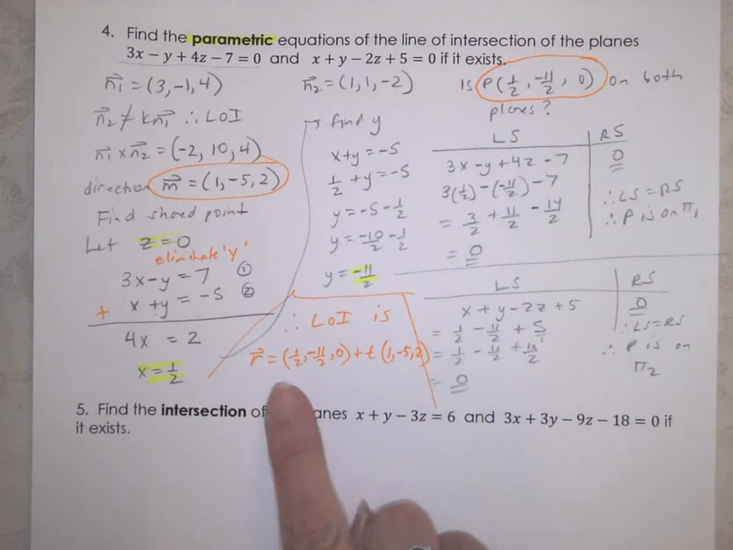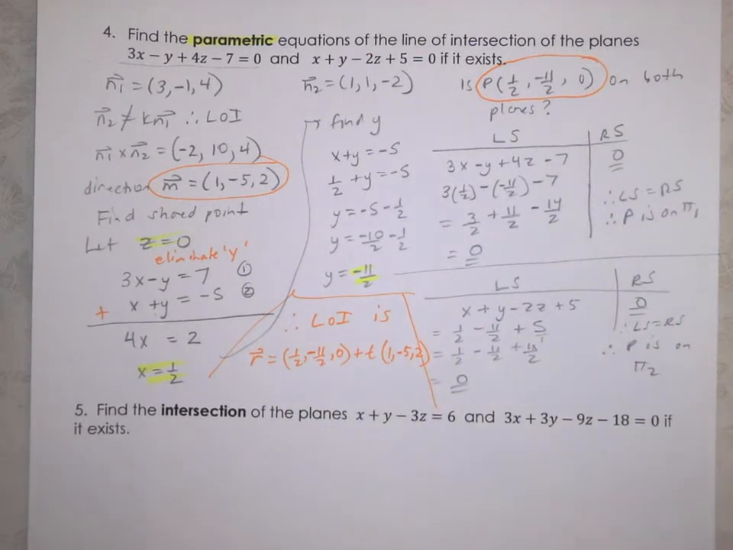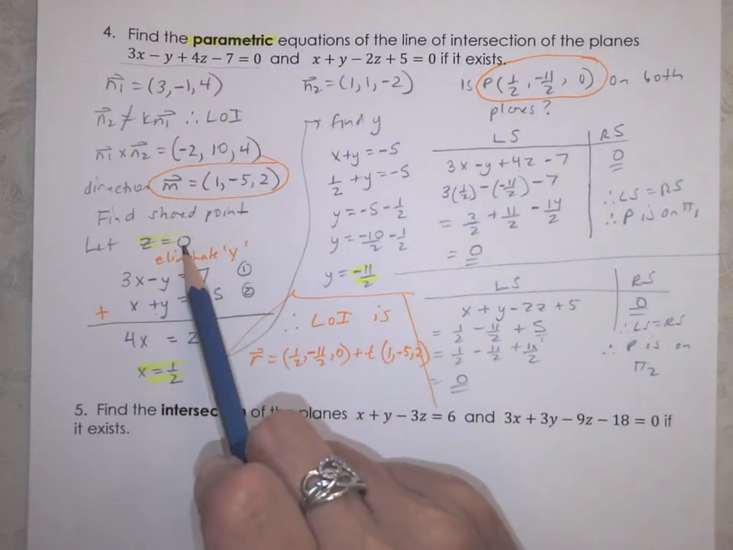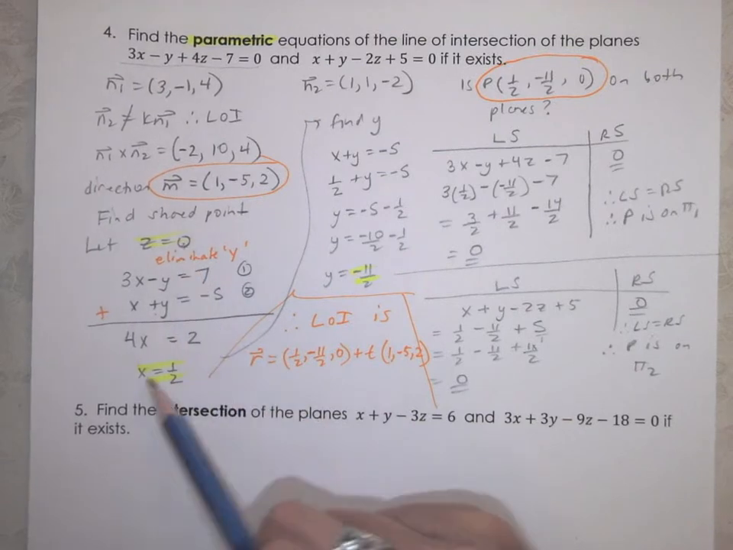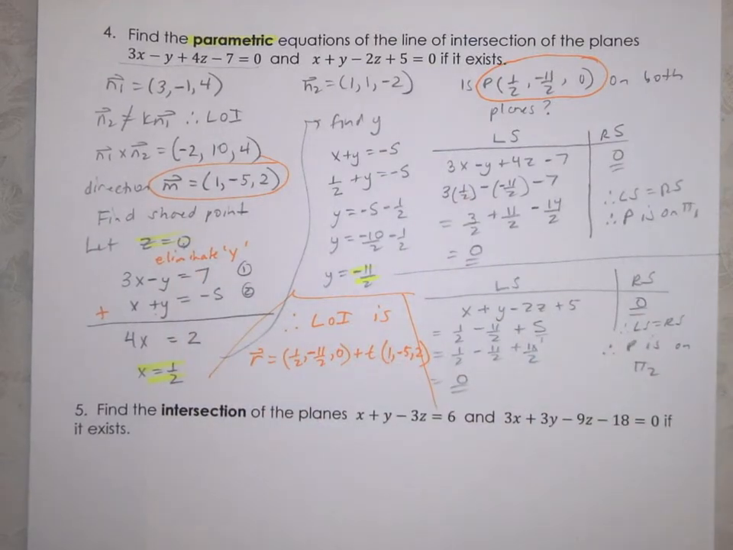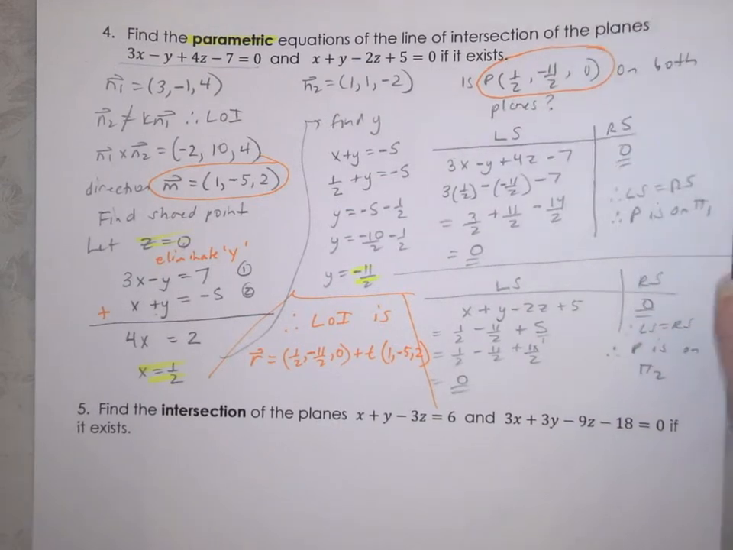So it's okay to have fractions in your point. Perhaps if we'd let y equals 0 or x equals 0, we would have gotten a nicer point. But as long as you can go ahead and do the fractions and prove to yourself that the point is on both planes, then you're good.